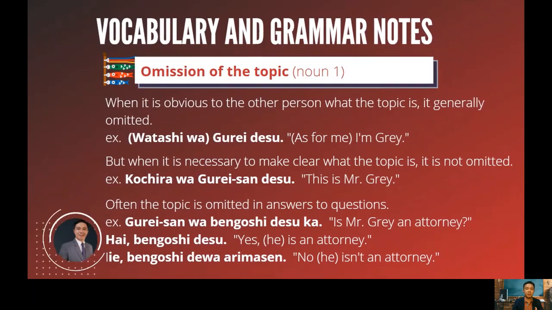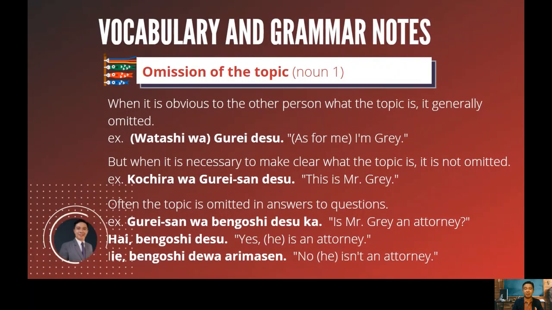When it is obvious to the other person what the topic is, it is generally omitted. Example, 私はグレーです. As for me, I'm gray. So instead of mentioning 私は, you just go directly to your name. 私はデイブです. So instead, I say, Deibu desu. But when it is necessary to make clear what the topic is, it is not omitted.